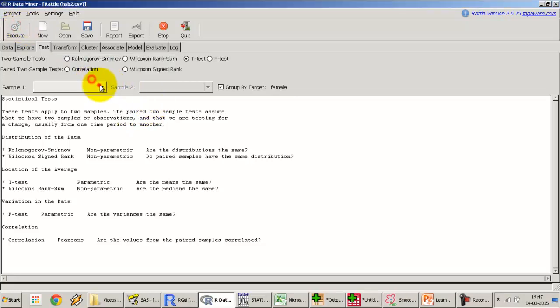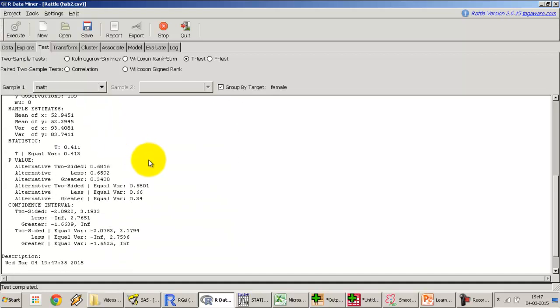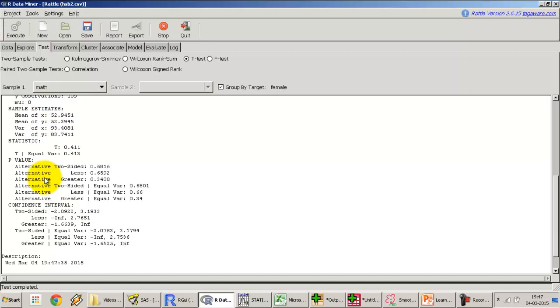Okay, first choose the sample. So I'm going to test math. And there we have it. So the R output is not as clean as the others, but it will give us the same result. So here we get the two samples, it's called X and Y, observations 91 in one, 109 in the other, mean of X, mean of Y, variance of X, variance of Y. We get the t-value assuming equal variances, and for that t-value we get the p-value as well. So we've got the equal variance assumption and we get a p-value of 0.68 over here.